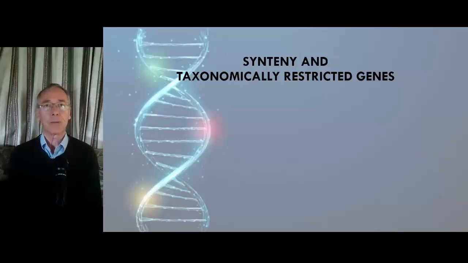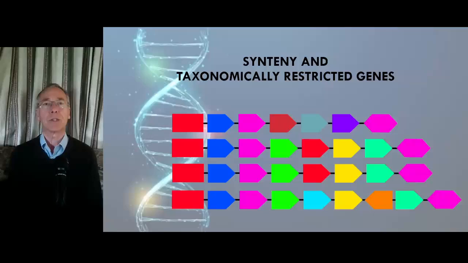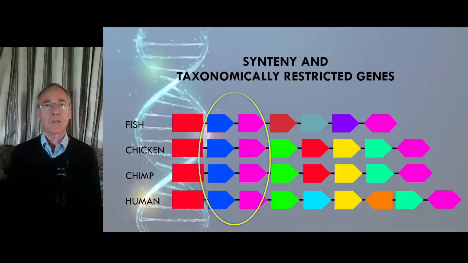So to understand what we're talking about here, we need to do a little bit of genetics. We need to think about synteny and taxonomically restricted genes. Here I have a very diagrammatic representation of a bit of DNA with the red boxes there, non-coding regions, and these boxes with the pointed ends there are genes, and other bits are non-coding. And we have 4 species here: fish, chicken, chimpanzee, and human. And we can see that here are some genes which are shared by all these 4 species. And these must be very important genes necessary for functioning of living things. Otherwise, they wouldn't be shared across all species.